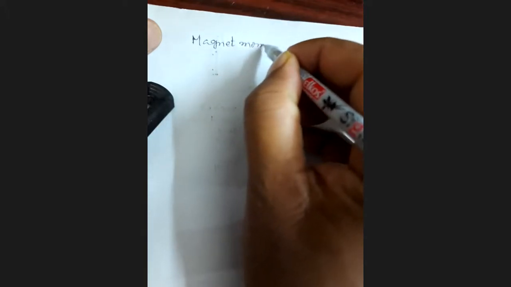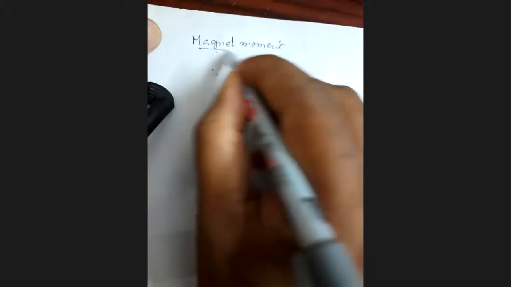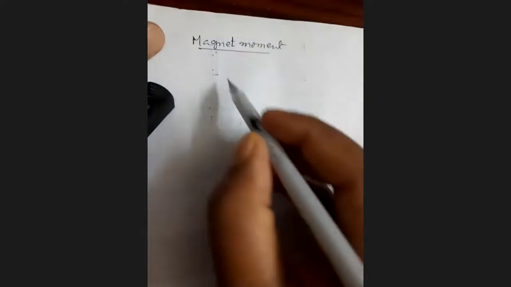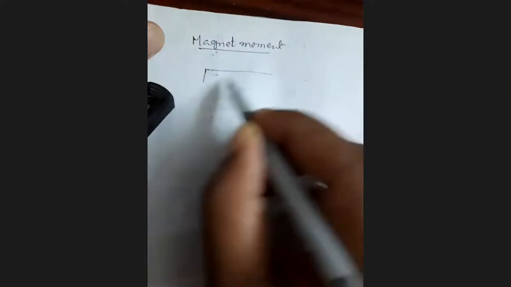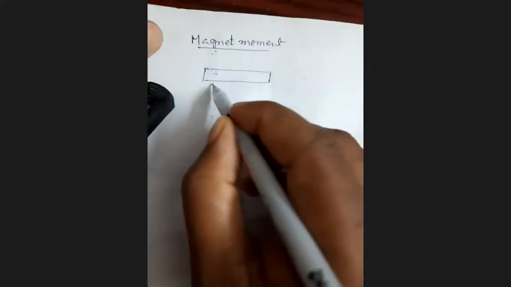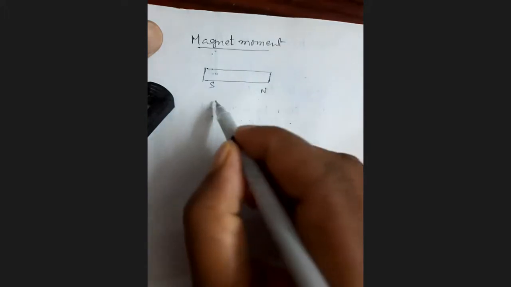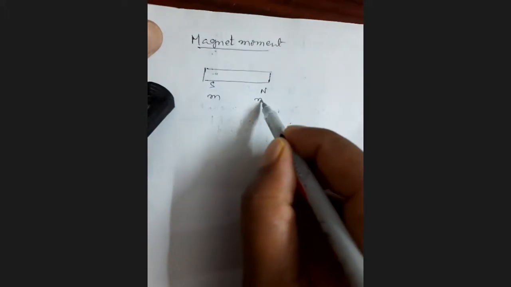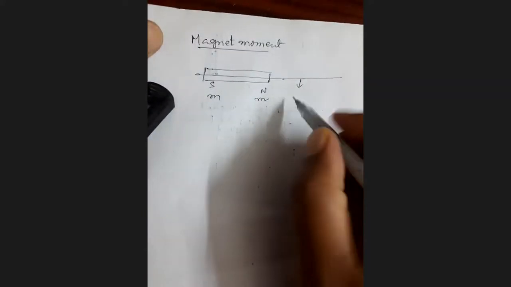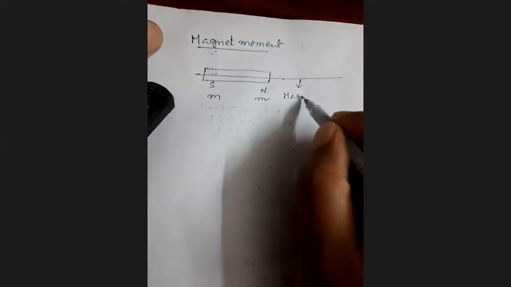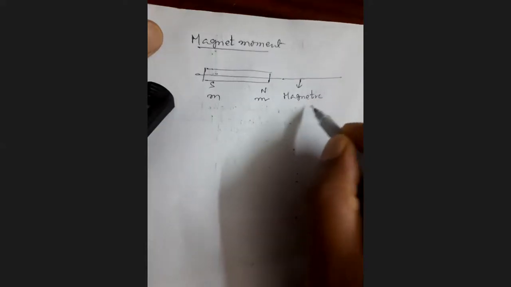Magnetic moment applications, let us see. So let me repeat the concept. What is the magnetic moment? Yes, this is South Pole and North Pole. Pole strengths are equal, right? The line joining the magnetic poles passing through the center is called the magnetic axis or axial line.